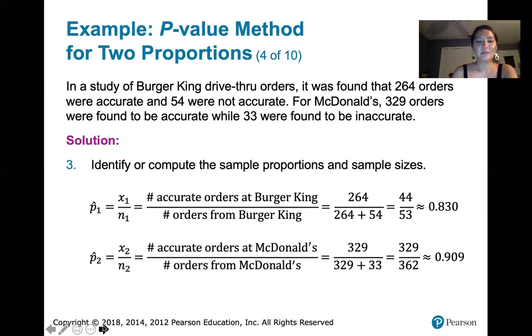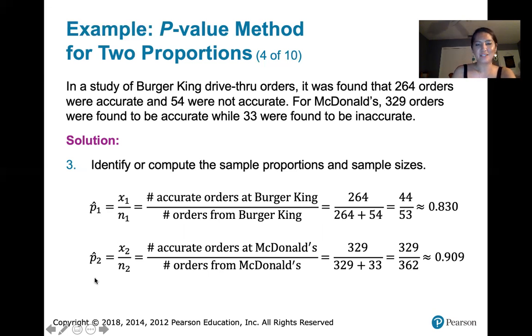For the second sample, we've got to do the same thing. We want the number of accurate orders from McDonald's in the numerator, and they told us that there were 329 accurate orders at McDonald's. Out of the total number of orders from McDonald's, there were 329 that were accurate and 33 more that were inaccurate. So if we add those together, we have 362 in our sample. And if you divide those, you get approximately 0.909.